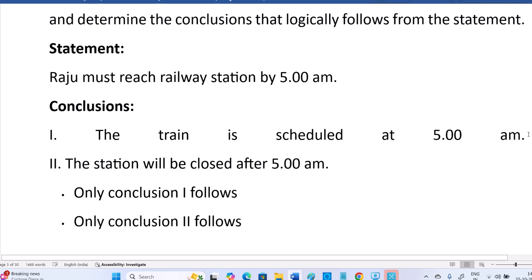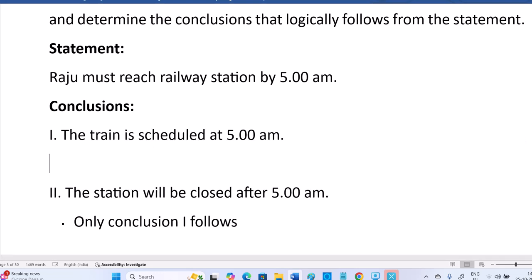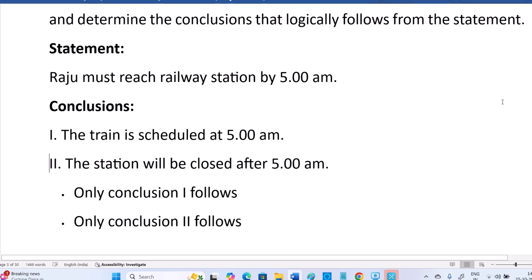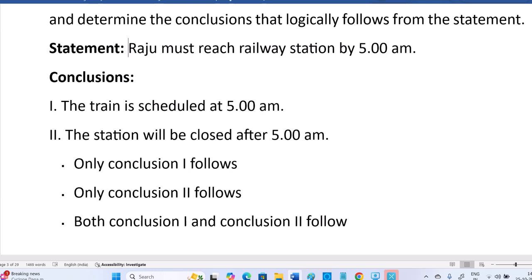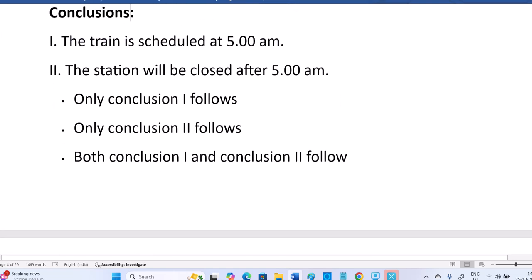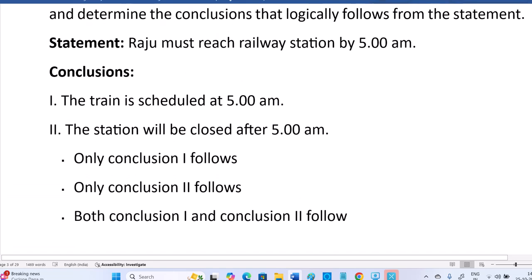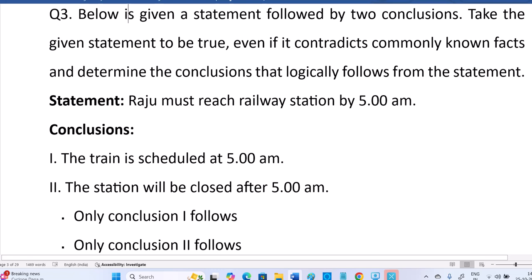And yeah, statements and conclusions. Raju must reach the railway station by 5 a.m. The train is scheduled at 5 a.m. The station will be closed after 5 a.m. Which of the conclusions are correct with respect to the given statement? For the given statement, which is correct? Is it only one, only two, both, neither nor, either nor?